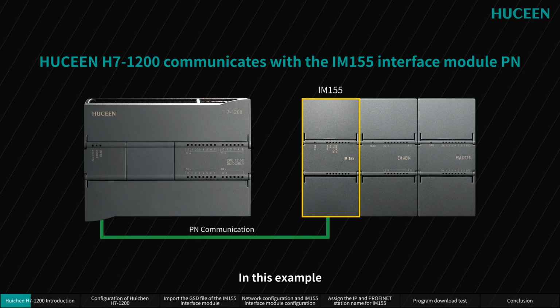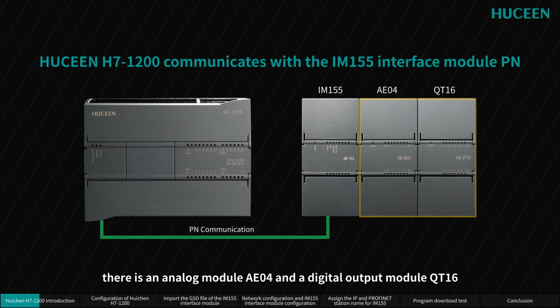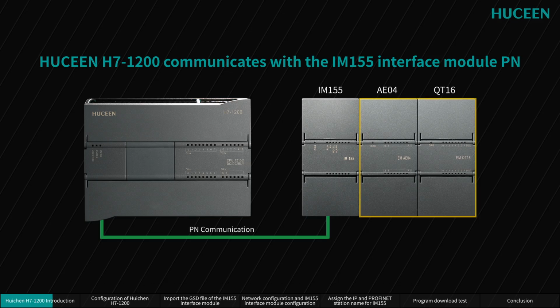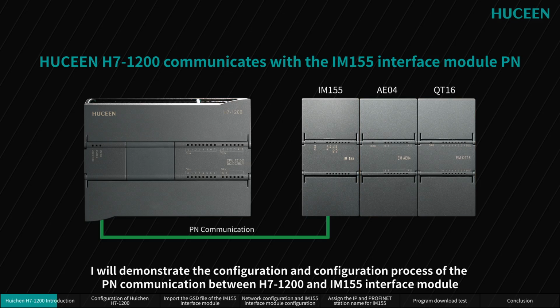In this example, behind the IM155 interface module, there is an analog module AE04 and a digital output module QT16. Now, I will demonstrate the configuration process of the PN communication between the H7-1200 and IM155 interface module.